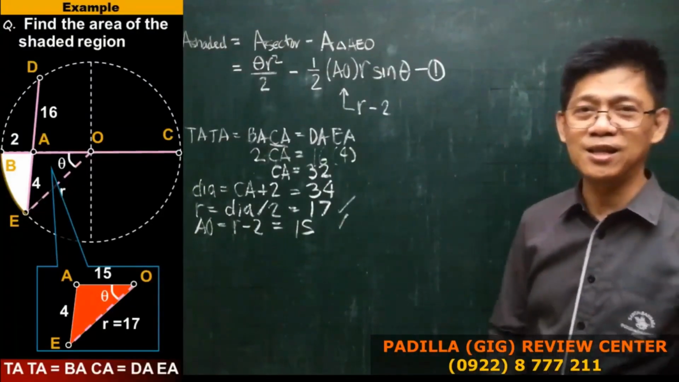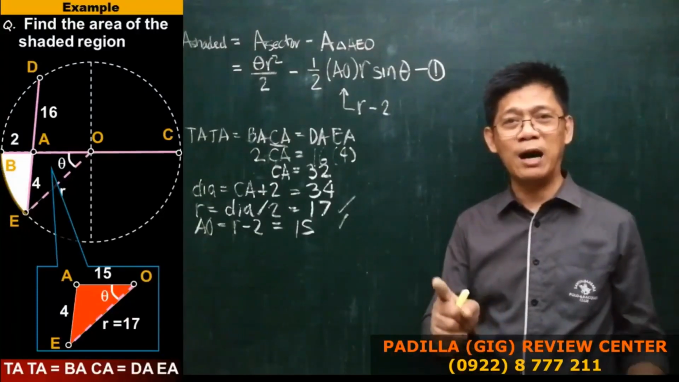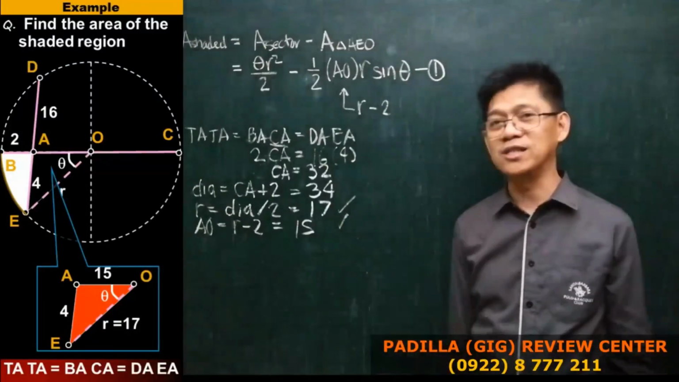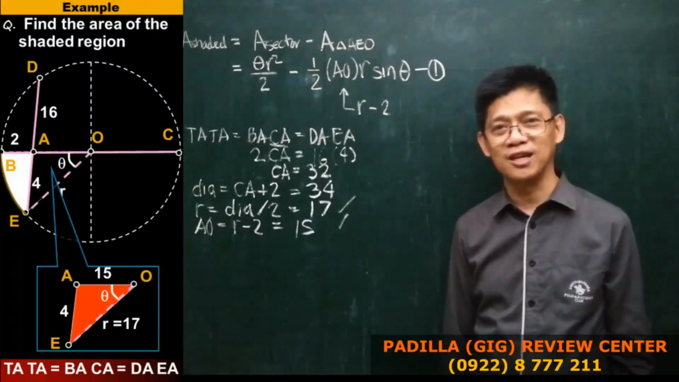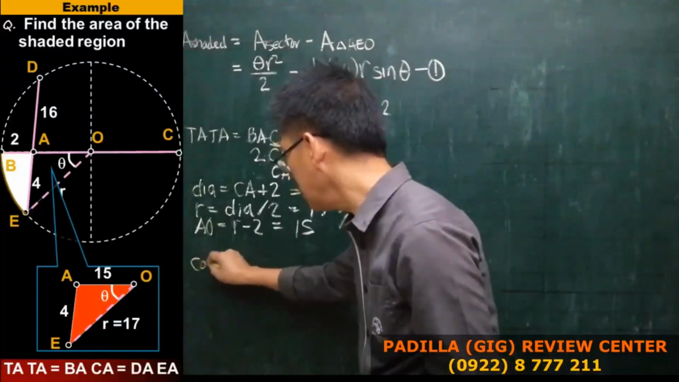Cosine law. Okay? Hindi pwedeng sine law because sine law will be applicable if you know a pair of side and opposite angle that are known. Puro sides ang given, walang known opposite angle. So, we apply cosine law.